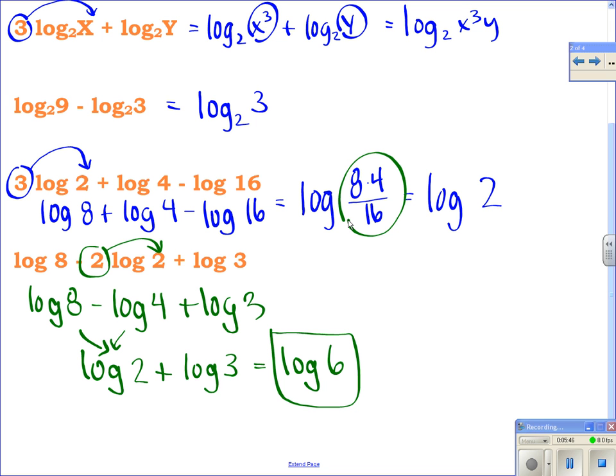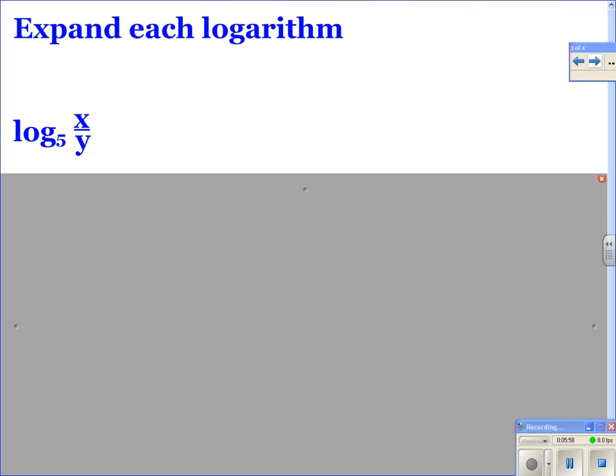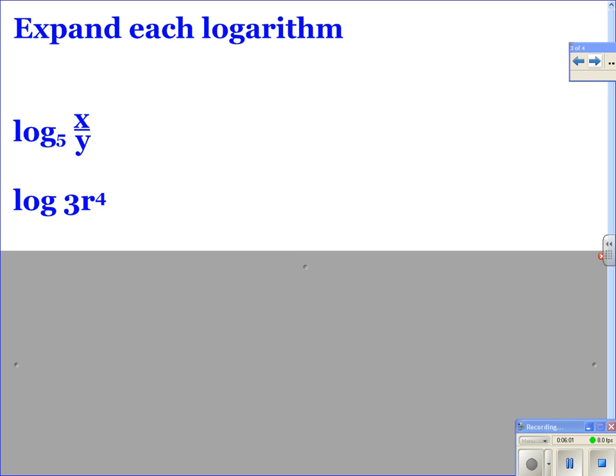Now we're going to go the opposite direction. Okay, they're going to be together into one logarithm, and we're going to break them up into multiple logs. So we'll start here. Remember, if you're dividing, that means we separate our logs with a subtraction. So we've got log base 5 of x minus log base 5 of y. And that's it. That's expanded.